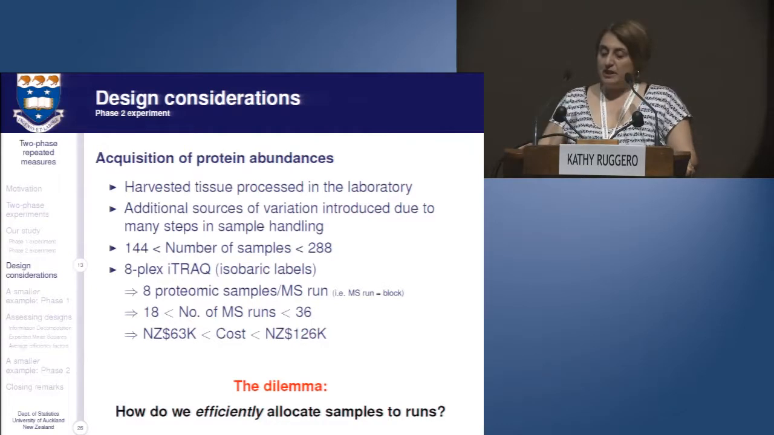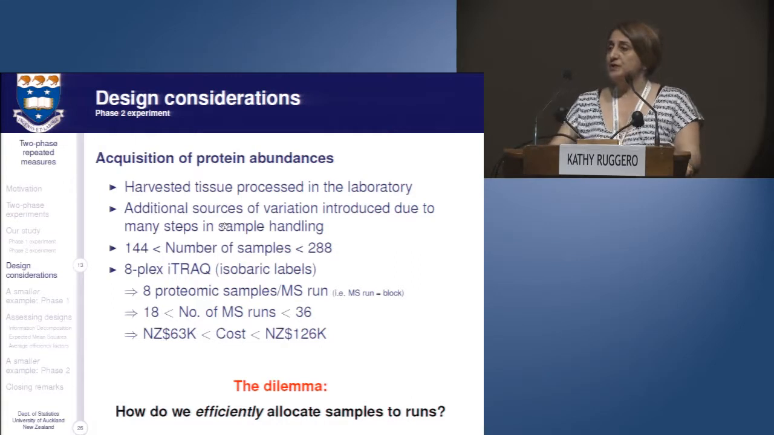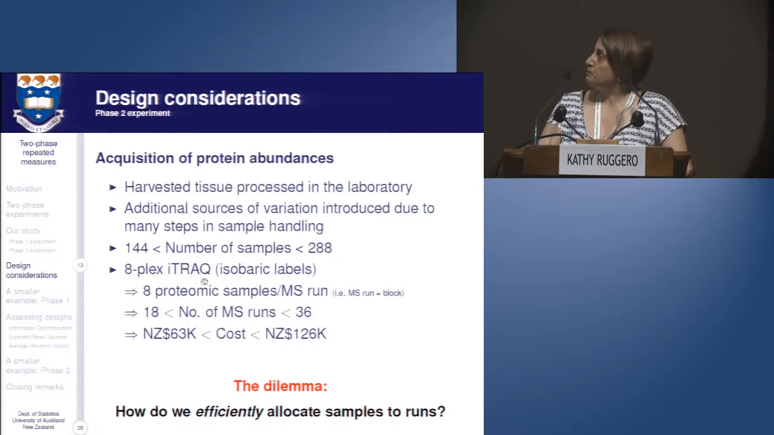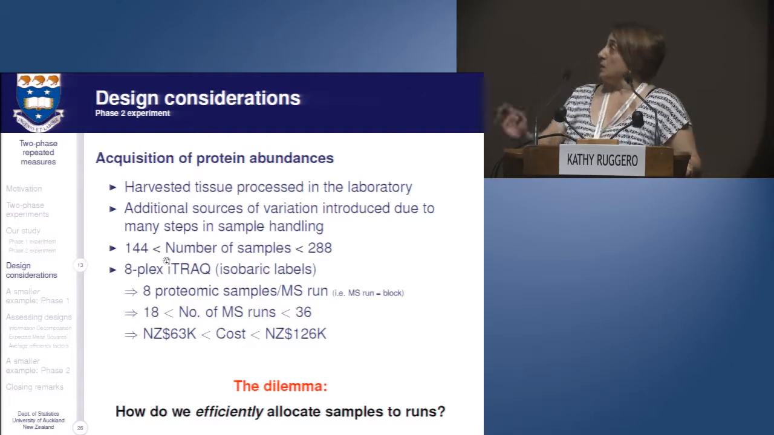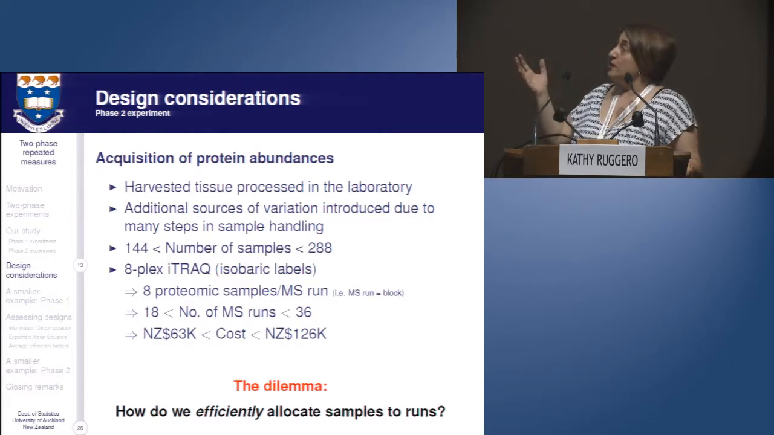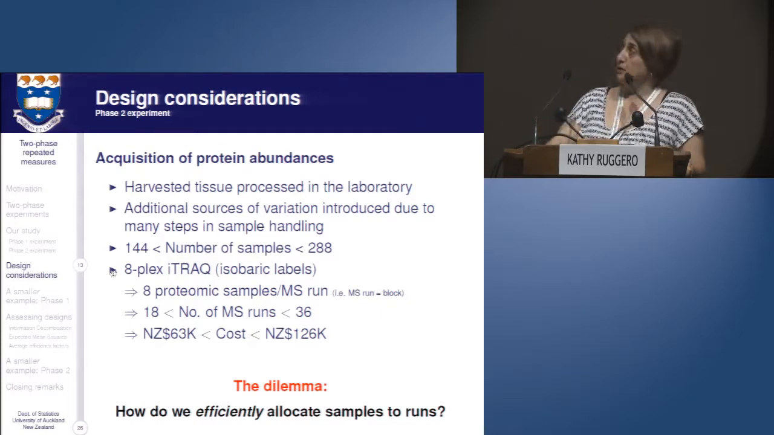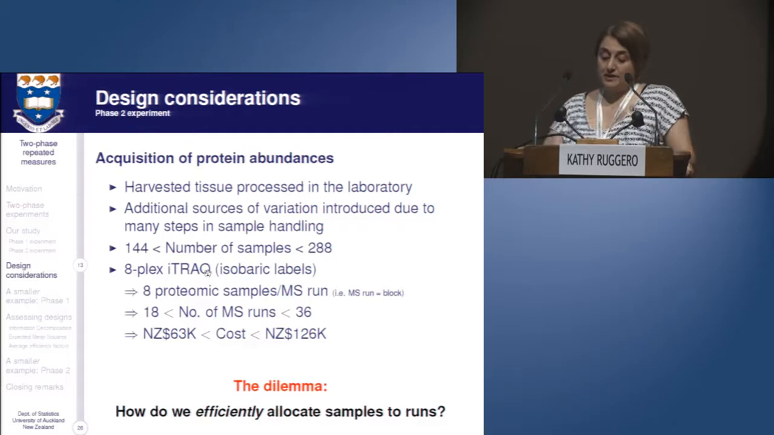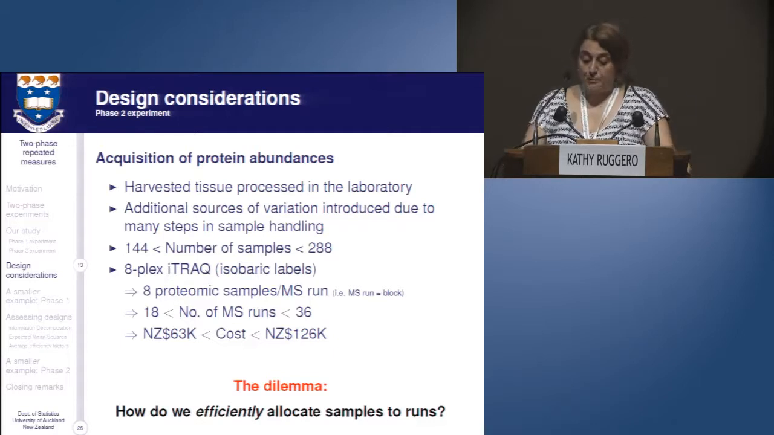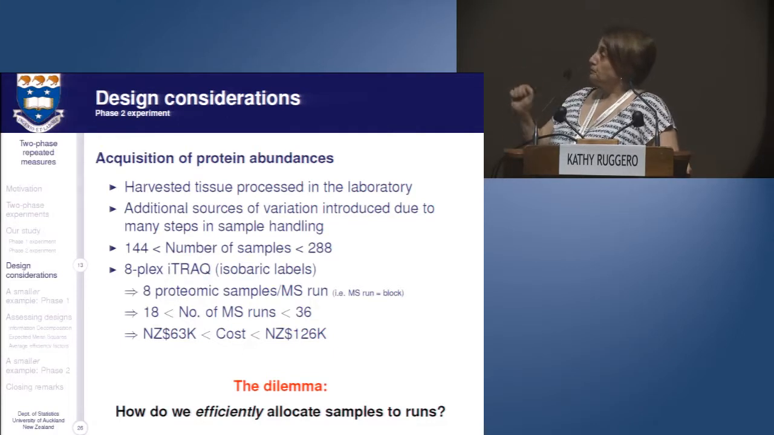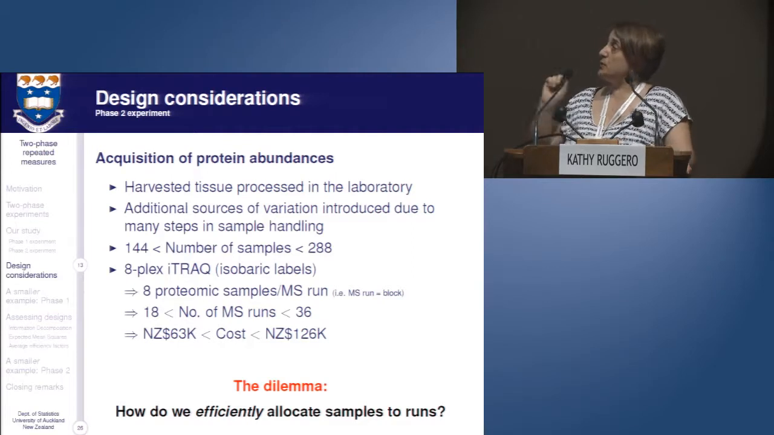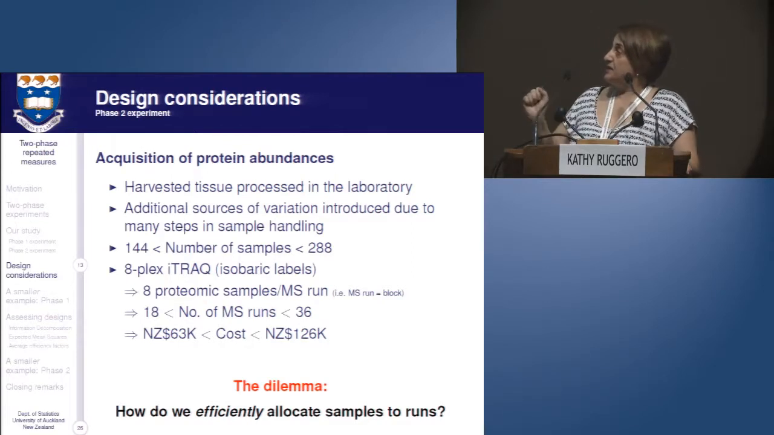So we actually need to be concerned about these additional sources of variation that are introduced at phase 2. And if we have, as I already mentioned, one replicate, we'll have 144 samples. If we have two, 288 samples. We want to work with something in between. And we're going to consider only 8-plex iTRAQ isobaric labels, so 8 proteomic samples per mass spec run. And so this is going to involve somewhere between 18 and 36 runs.